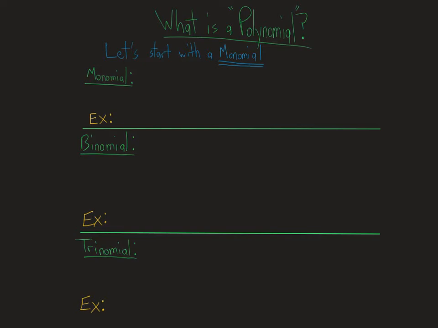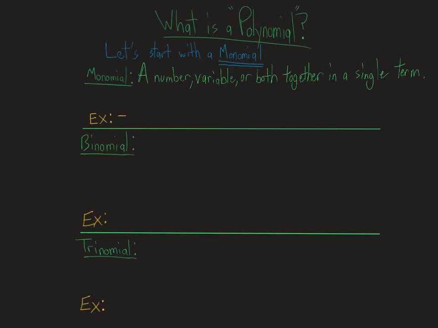What is a monomial? A monomial is just a number, variable, or both, together in a single term. This is something you've already worked with a lot.